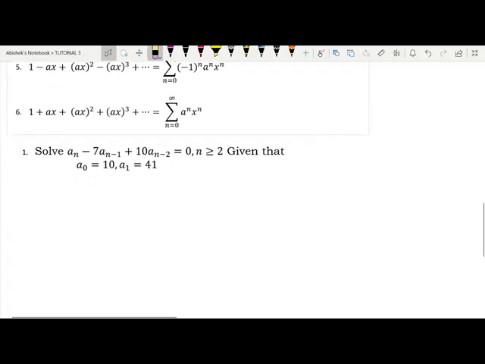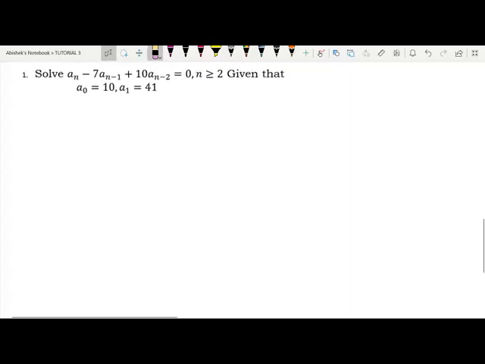This is the first example problem. Solve the recurrence relation. Here the boundary conditions are a0 equals 10 and a1 equals 41. So I'm going to solve this problem. Solution. Multiply the entire equation by x power n and sum it from n equals 2 to infinity, because we are given that n starts from 2.